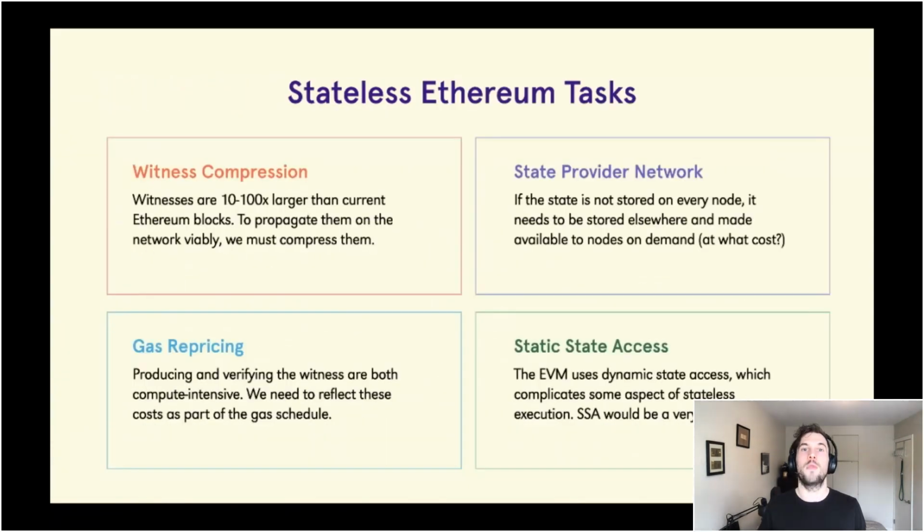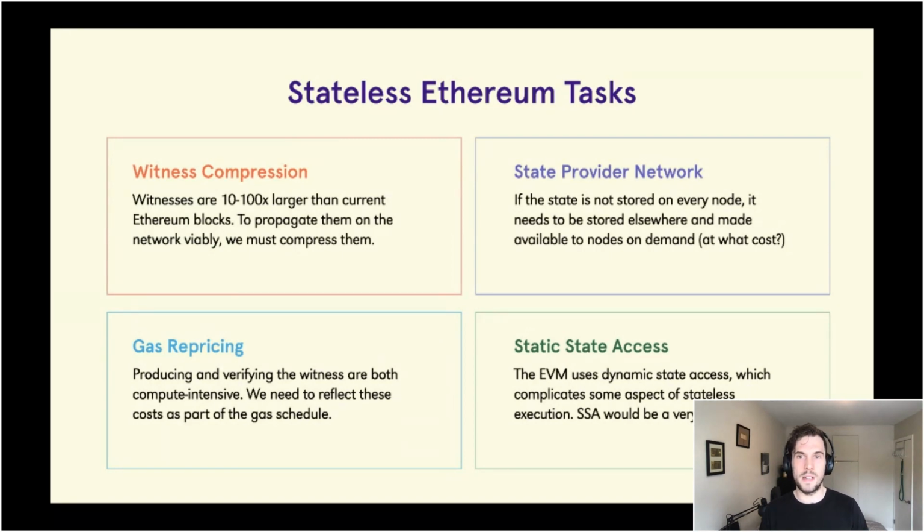And if we want this to happen on mainnet, there's 4 main things that we need. The first is witness compression. So these witnesses that we mentioned are about 10 to 100 times larger than current Ethereum blocks. And this means that if we want to propagate them on the network at the same rate that we propagate blocks today, we have to compress them by about that order of magnitude.